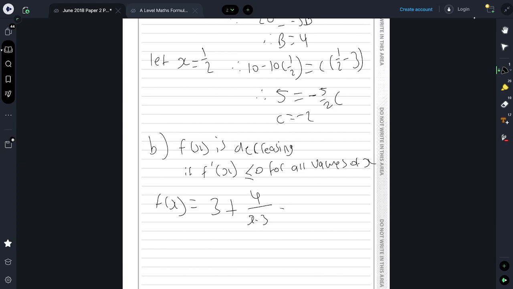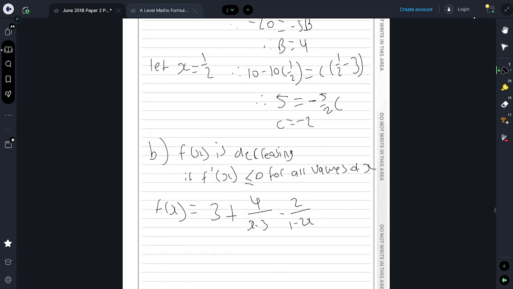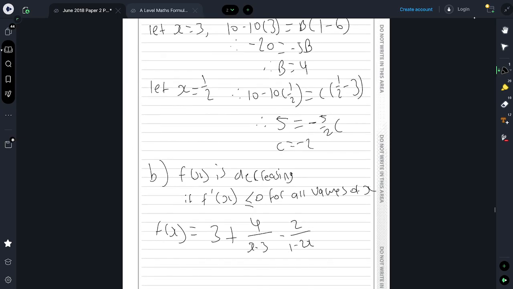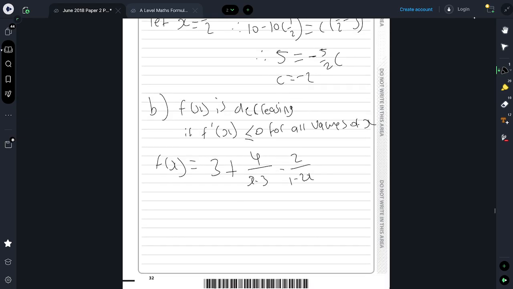Minus plus c, which is minus 2 over 1 minus 2x. Cool. Why is that helpful? Well, first of all, exam technique. If they ask you to do something like that in part A, and then ask you another question in part B, they're probably going to want you to use part A.